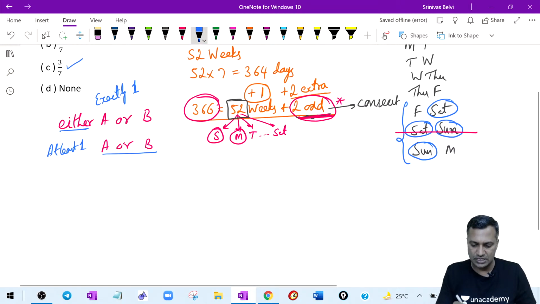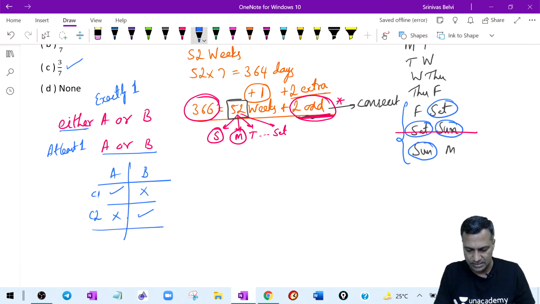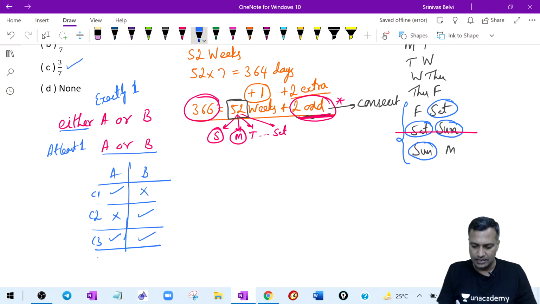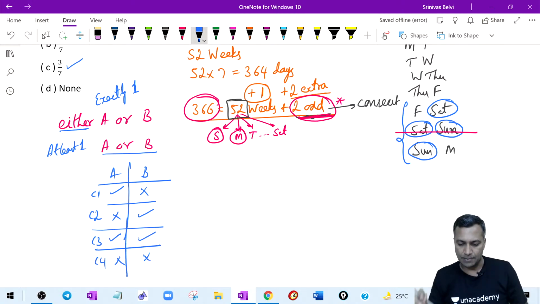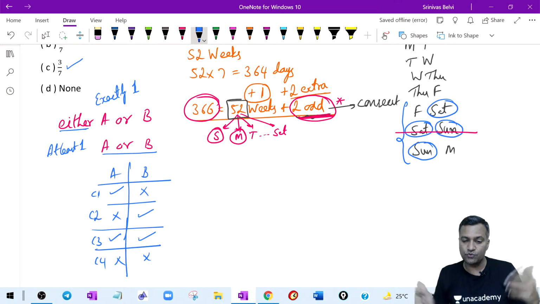In the sense, when I put this matrix here, say there is A and there is B. Case 1: A occurred, B did not occur. Case 2: B occurred but A did not occur. Case 3: both of them occurred. Case 4: none of them occurred. When I have two events A and B, these are the 4 possibilities.